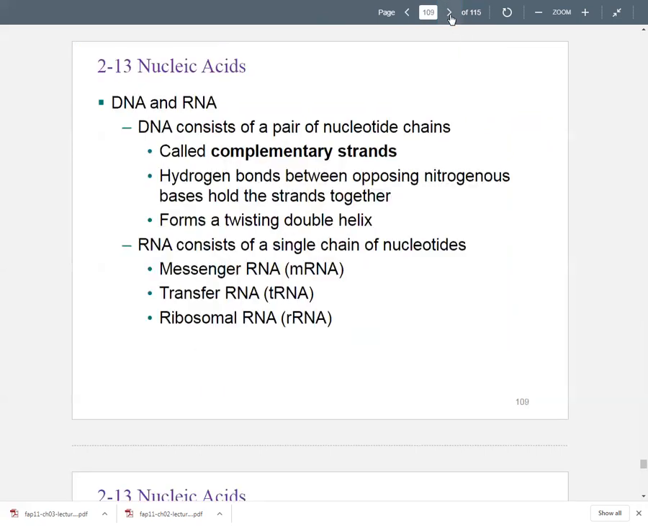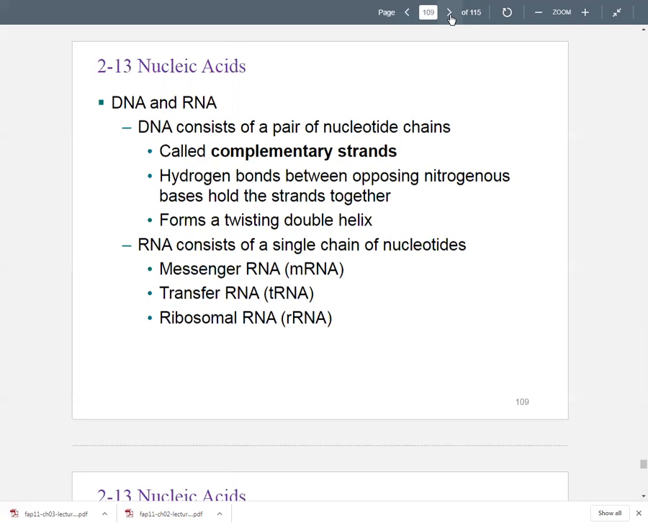All right, so DNA has two chains, two nucleotide chains, two strands. RNA has one strand, so that's another difference. DNA has two strands, or two chains of nucleotides. RNA has one chain of nucleotides.